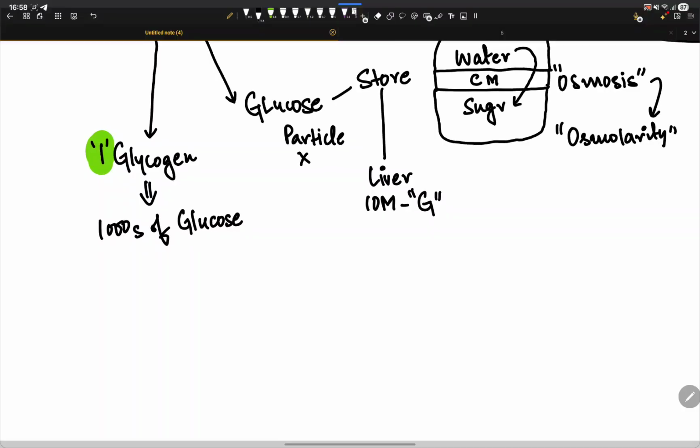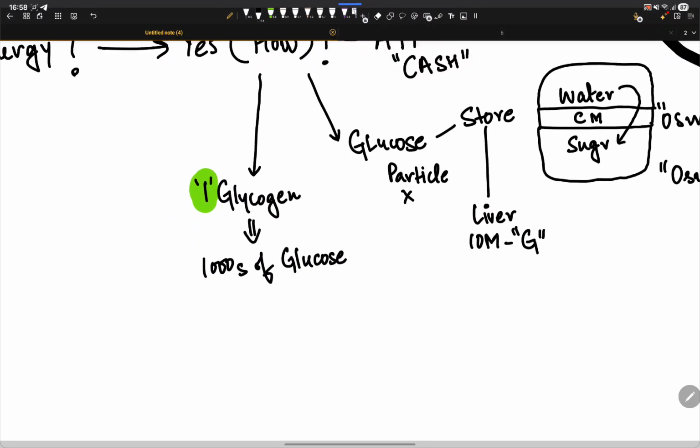So free glucose is like 10,000s, thousands of glucose. But you put that in one glycogen particle, right? Huge difference. But the amount of stored glucose is the same. Massively different osmotic effect we'll see, right? This is amazing. Now, that's one solution.